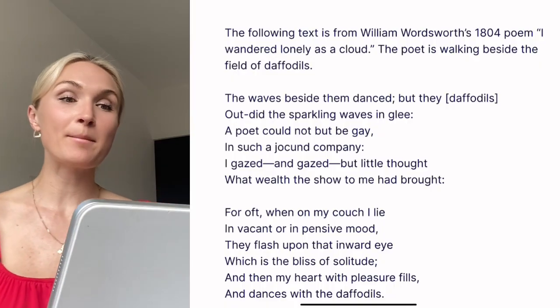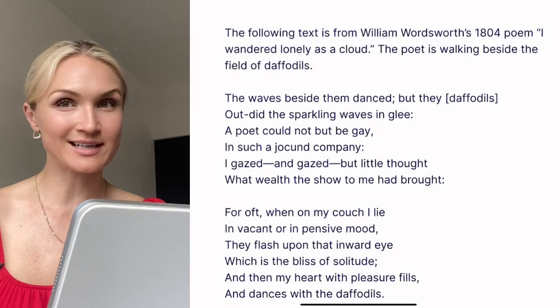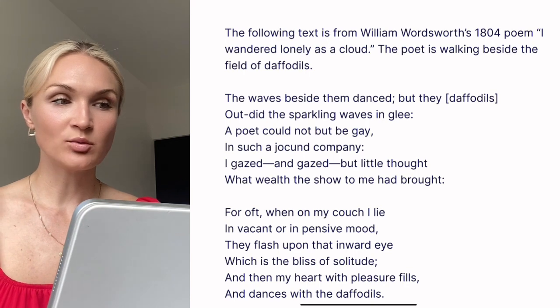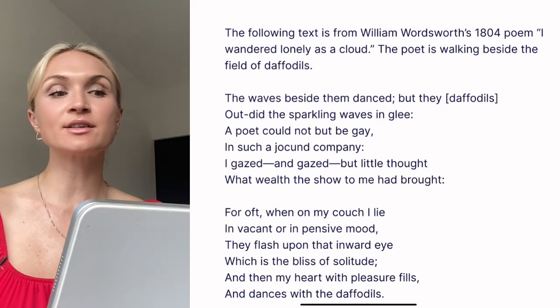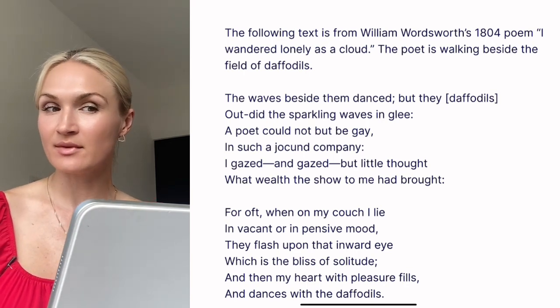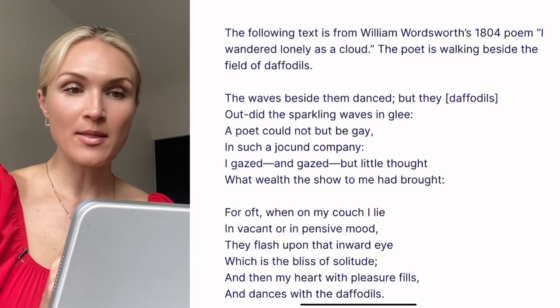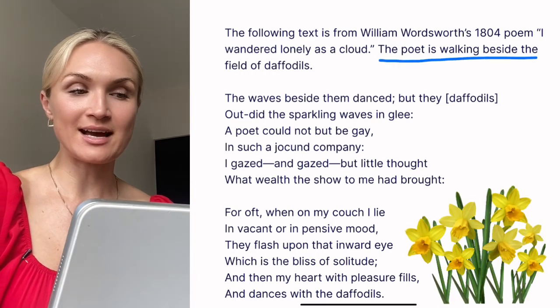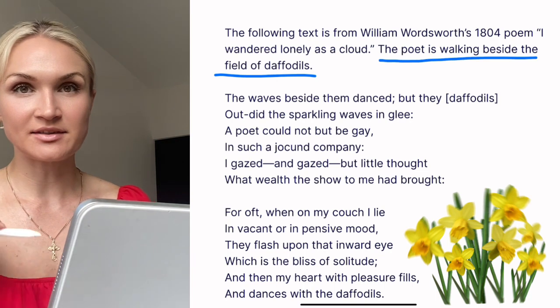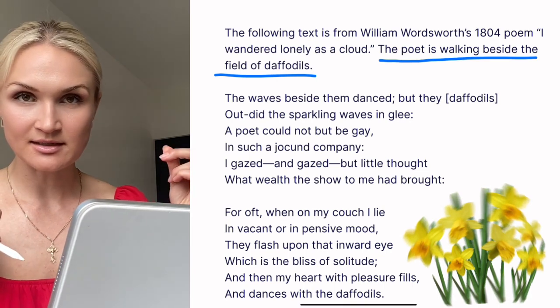So this is a poem by William Wordsworth. It's a little bit older. It's 1804. And we know that the poem is called I Wandered Lonely as a Cloud. And we also get a little blurb. The poet is walking beside the field of daffodils. Daffodils are flowers. They look like this.